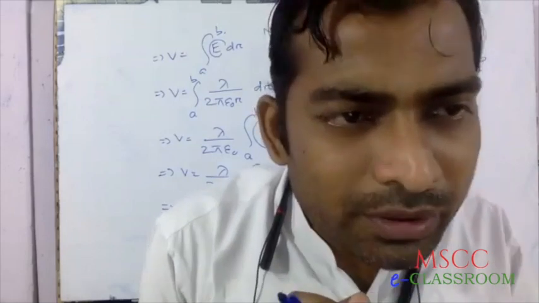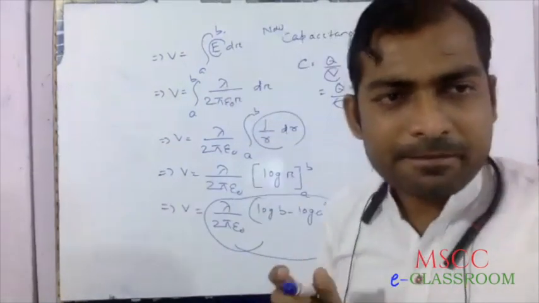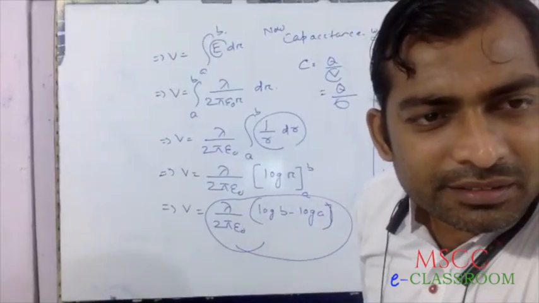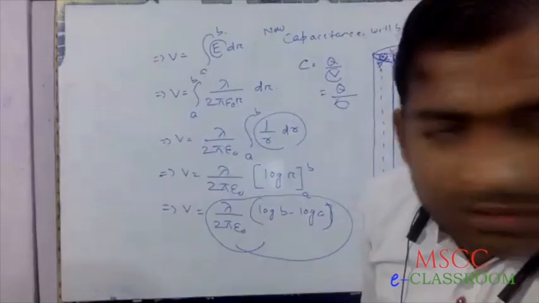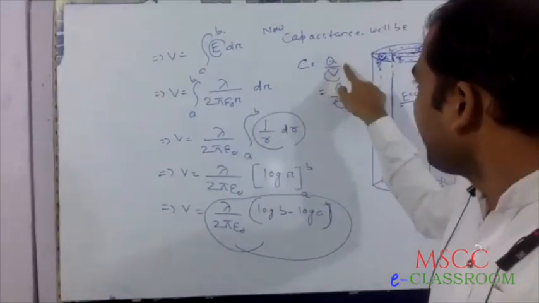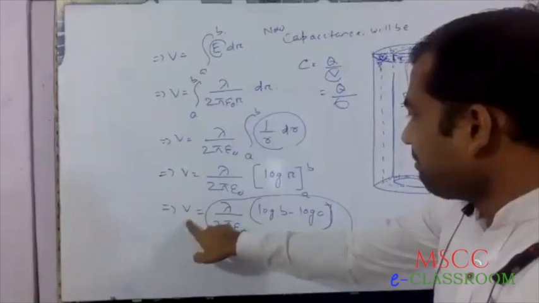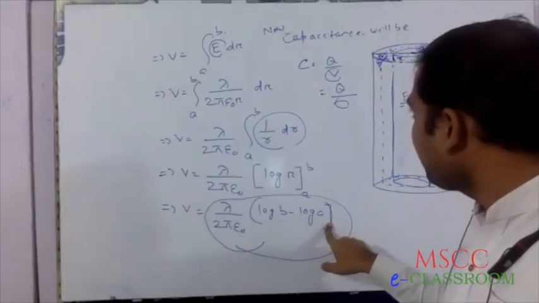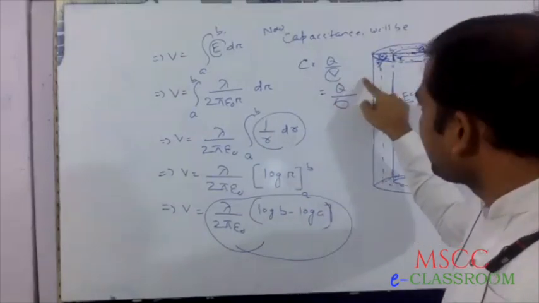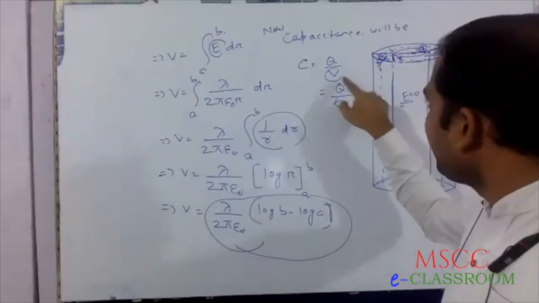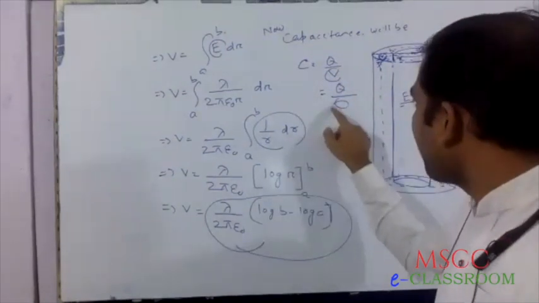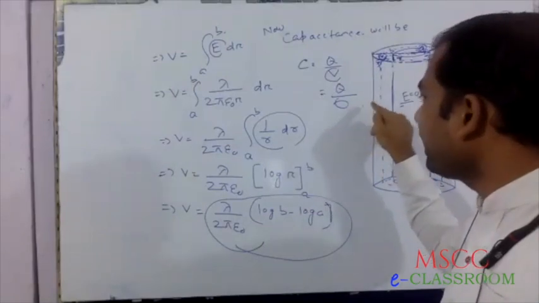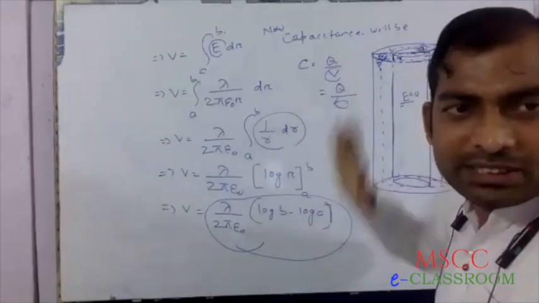Yes or no? Are you solved? C equals Q by V. The value of V equals lambda by 2 pi epsilon naught, log B minus log A. In place of V, Q remaining same, divided by lambda by 2 pi epsilon naught, log B minus log A, and just solve it.